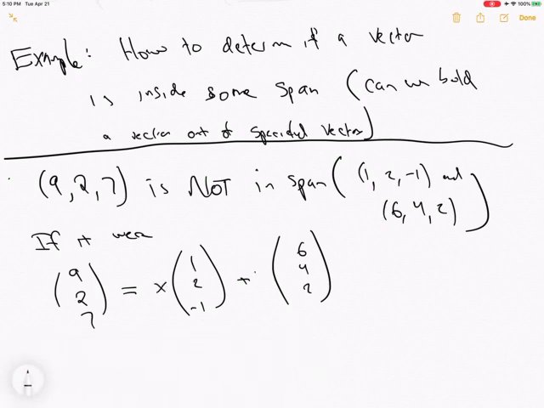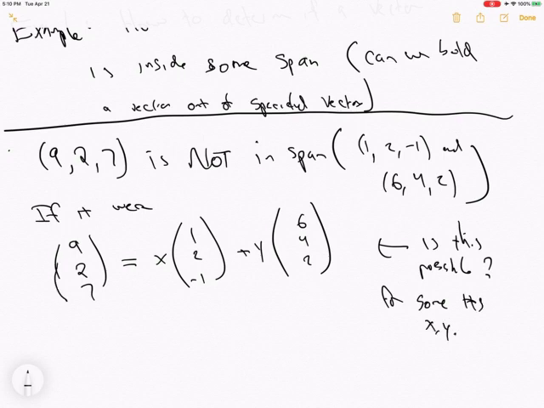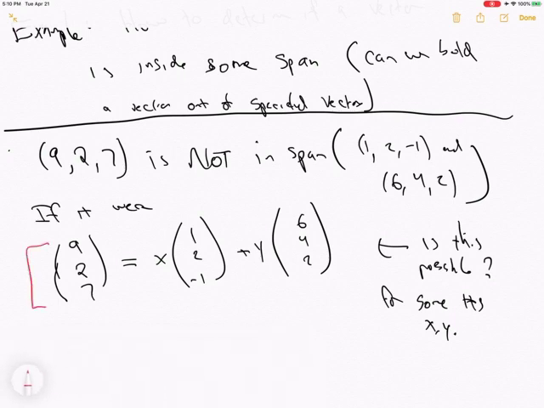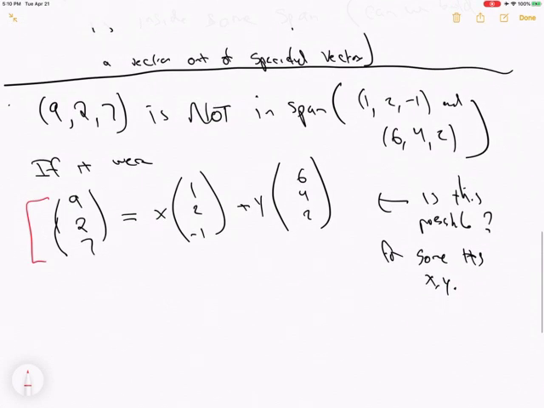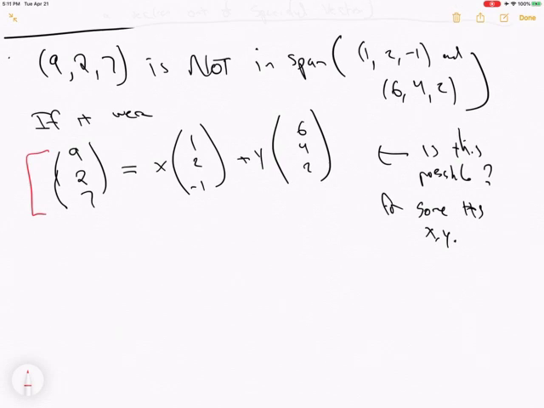So if it were in the span, is this possible? Can we find some numbers x and y? The question is, can we actually build this vector over here using these 2 specified vectors? And of course, if we could, then that means we can find these coefficients x and y to make the equation true.